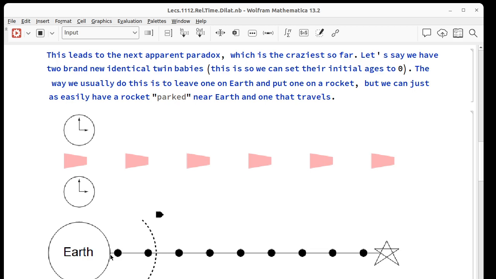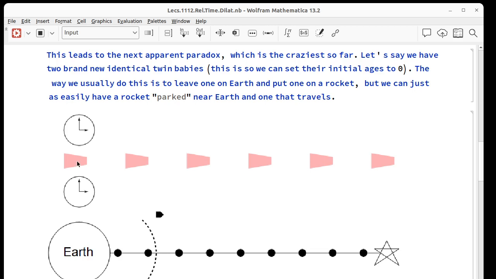It always seems like complete nonsense to people when they first start studying relativity. Just like we usually want to start kinematics problems at x equals 0 to make our lives easy, we're going to start this problem with two identical twin babies, so their ages are 0. What we usually do in this problem is to say we're going to leave one baby on Earth and put another one on a rocket.